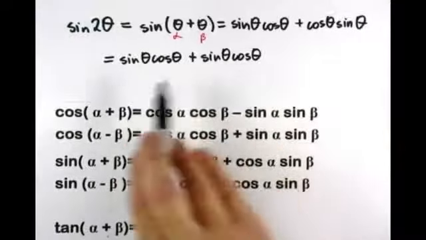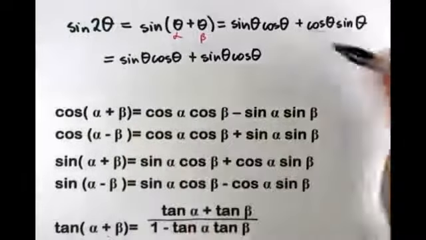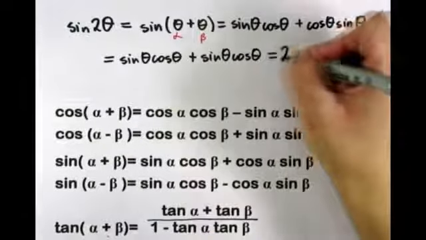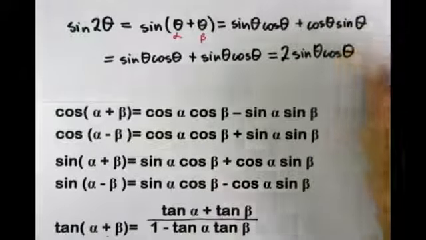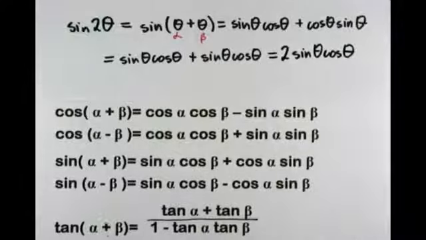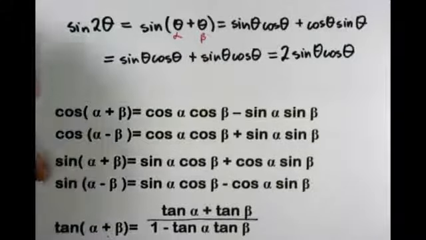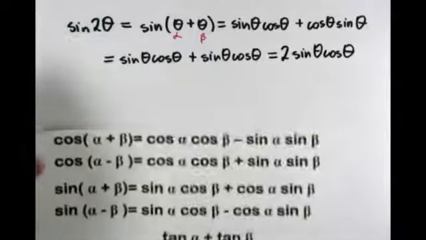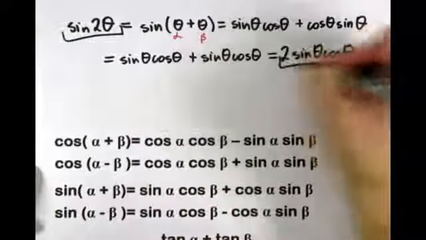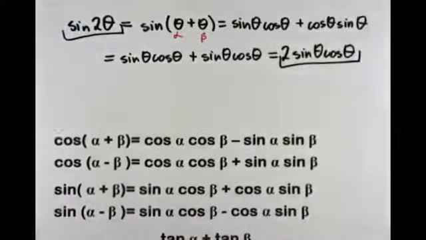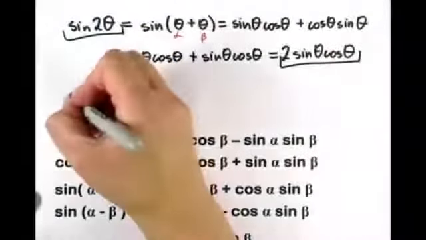This is the same as x plus x gives me 2x. So this would be 2 sine theta cos theta. So we had the first formula that sine 2 theta is equal to 2 sine theta cos theta. The same way we can derive the formula for cos 2 theta.